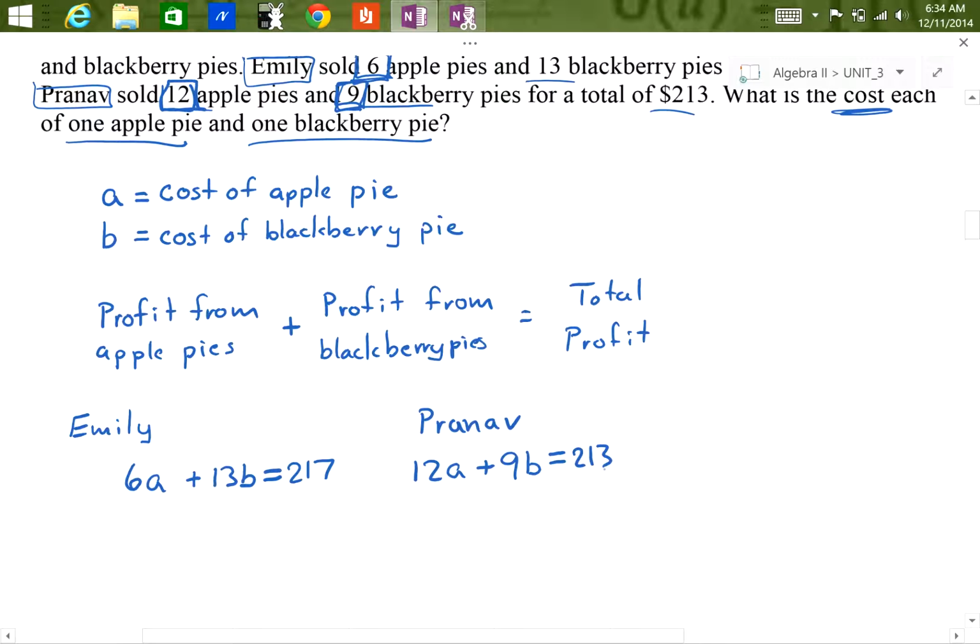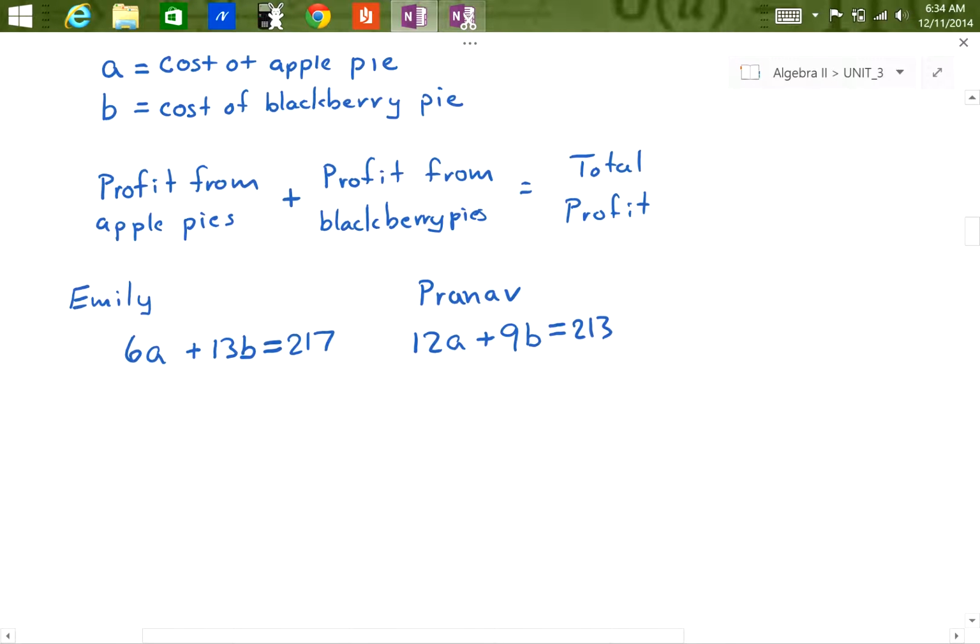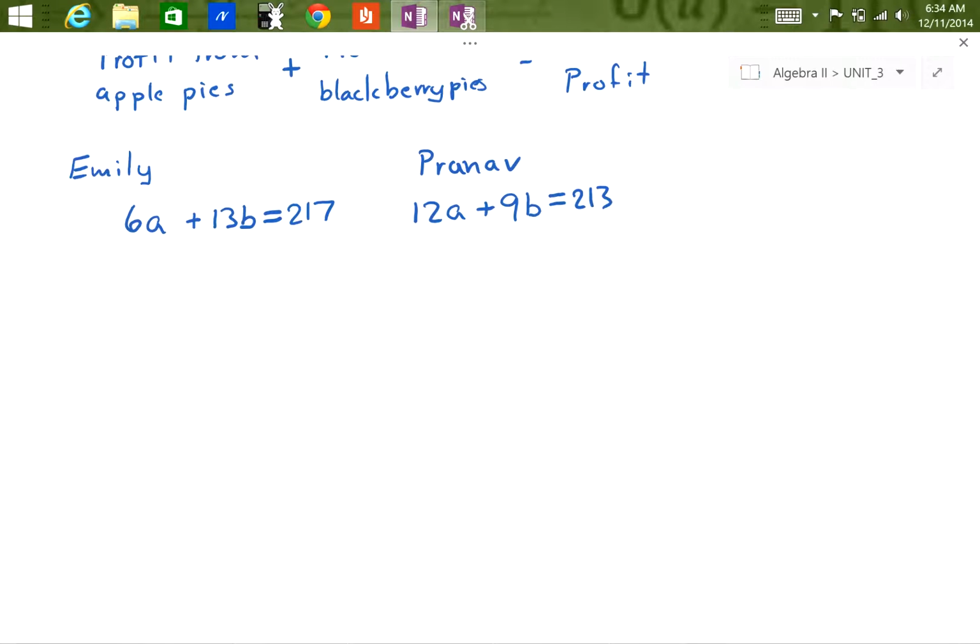So hopefully you see here that we now have two equations with two unknowns. And they just so happen to be the same unknowns, a and b, the cost of an apple pie and the cost of a blackberry pie. So at this point, we can write these two equations together as a system of equations.